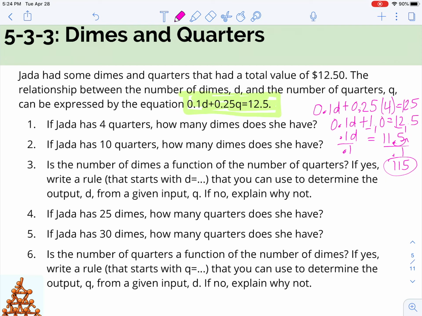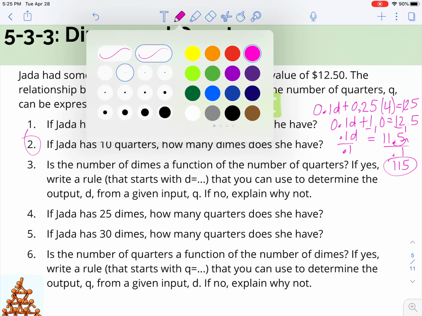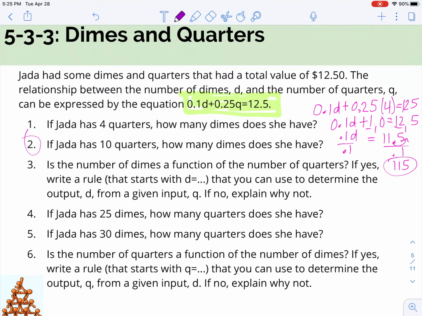Okay. So you do the same thing with number 2. If she has 10 quarters, how many dimes does she have? Do the same thing that we just did, but instead of 4, plug in 10. I'm going to let you do that on your own, so you need to do 2. 3 says, is the number of dimes a function of the number of quarters? If yes, write a rule that starts with D equals blank that you use to determine the output from a given input. You can definitely say yes, because no matter what, you're always going to get one answer, and it's going to just plug in with that rule of how much a dime is worth and how much a quarter is worth. So you can say yes.